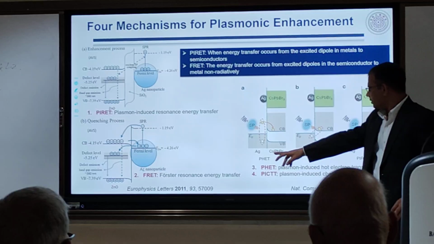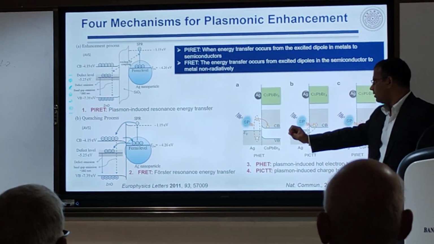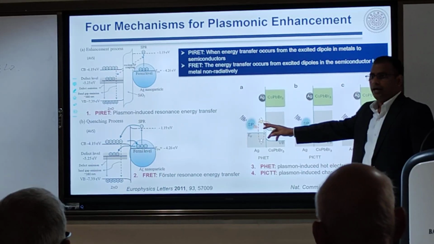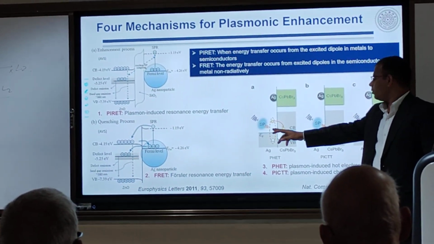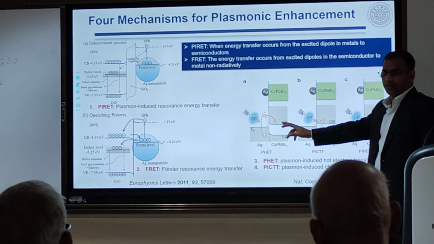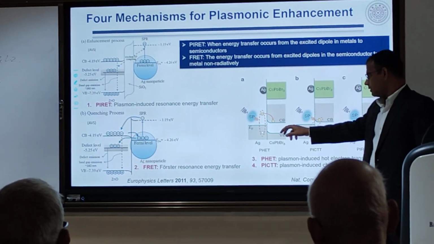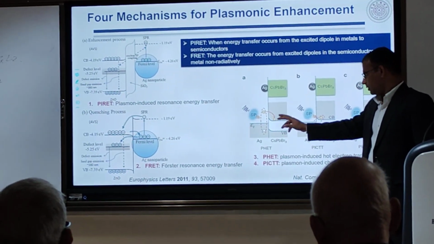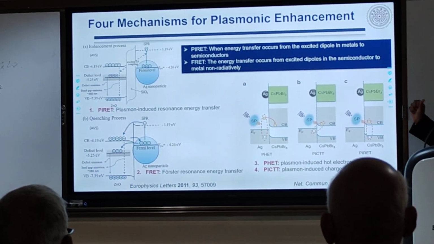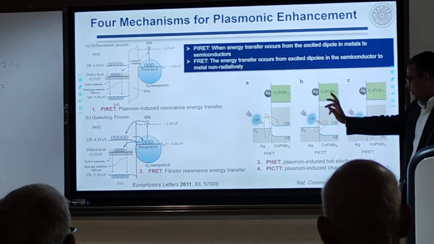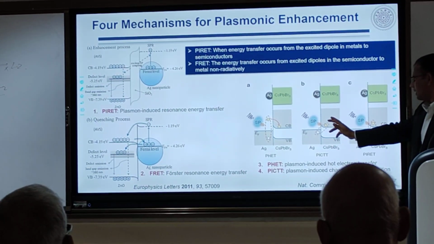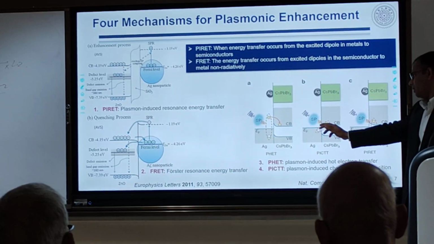So this is the plasmon induced hot electron transfer. Once light is incident on the metal, it will generate hot electrons, and if the energy of these hot electrons is more than the Schottky barrier, they will jump to the semiconductor conduction band, and it will enhance the population of charge carriers in the conduction band. Similarly, with the PICTT effect, light will be incident on the metal, and it will directly generate charge carriers, like electrons, in the conduction band of the semiconductor.